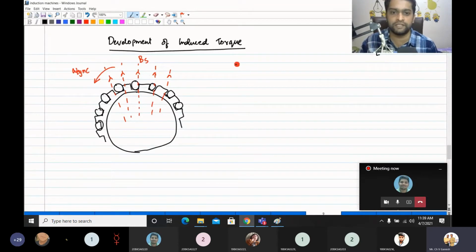You already know the equation: the synchronous speed in terms of RPM will be equal to 120 f electrical divided by P. Here f electrical is the supply frequency and P is the number of poles that are created. So Ns is equal to 120 into f electrical divided by P, and this is omega in terms of angular speed, and it is rotating in the counterclockwise direction.